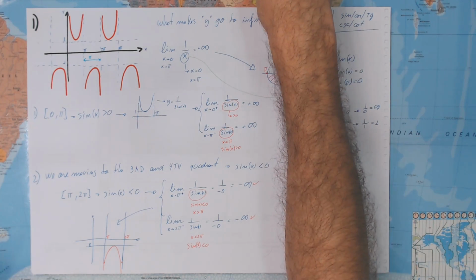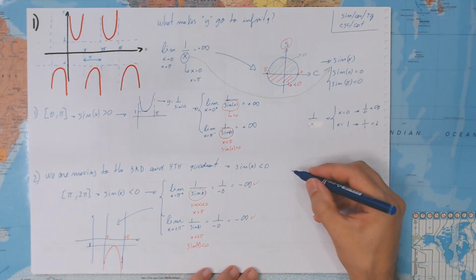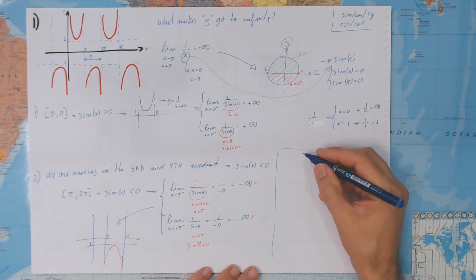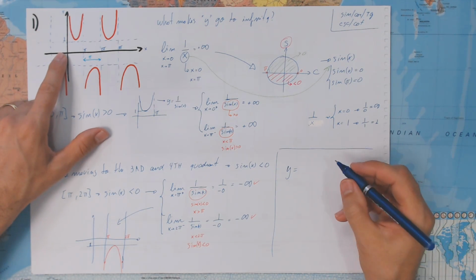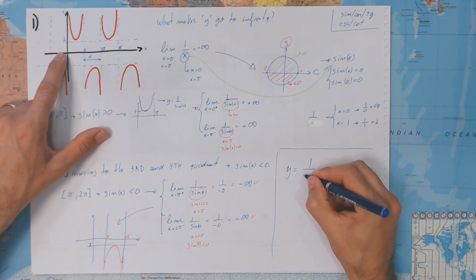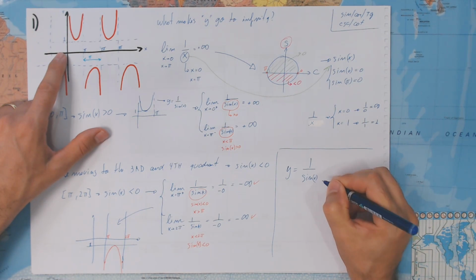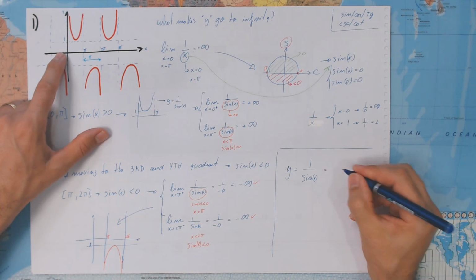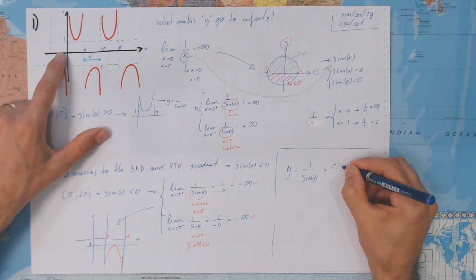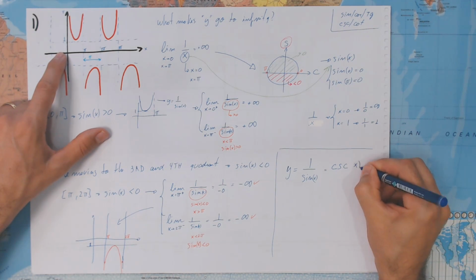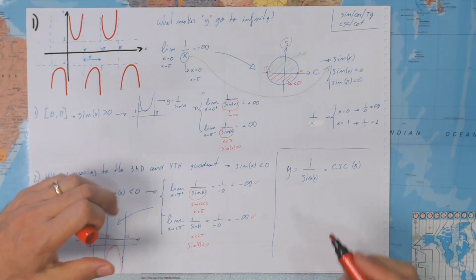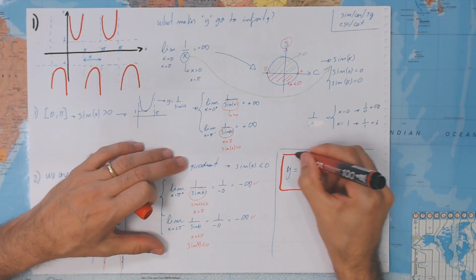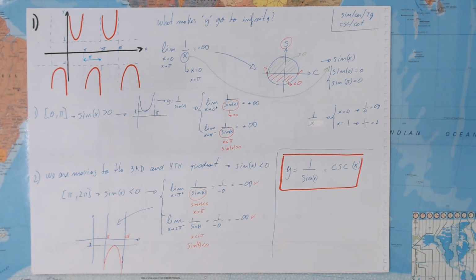So it's perfectly clear now to realize that our function in here is just going to be 1 over the sine of x. And this is nothing more than the cosecant of x. Nothing else. So that is the answer for this question. And this is going to be page 1.